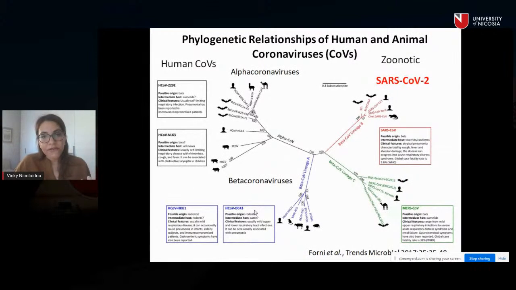So what about coronaviruses now as a group of viruses? They are viruses that are found in many animals and humans, and they are further classified into alpha coronaviruses and beta coronaviruses. Human coronavirus 229E or NL63 are examples of human alpha coronaviruses, and examples of human beta coronaviruses are HKU1 or OC43. In humans, these viruses usually cause mild to moderate upper respiratory tract infection with symptoms very similar to those of the common cold: runny nose, cough, sore throat, headache, and fever.